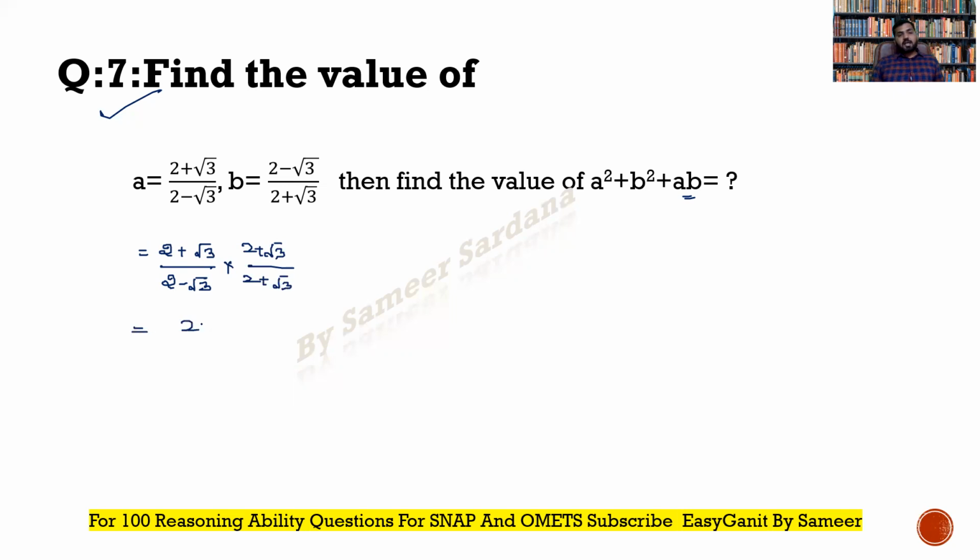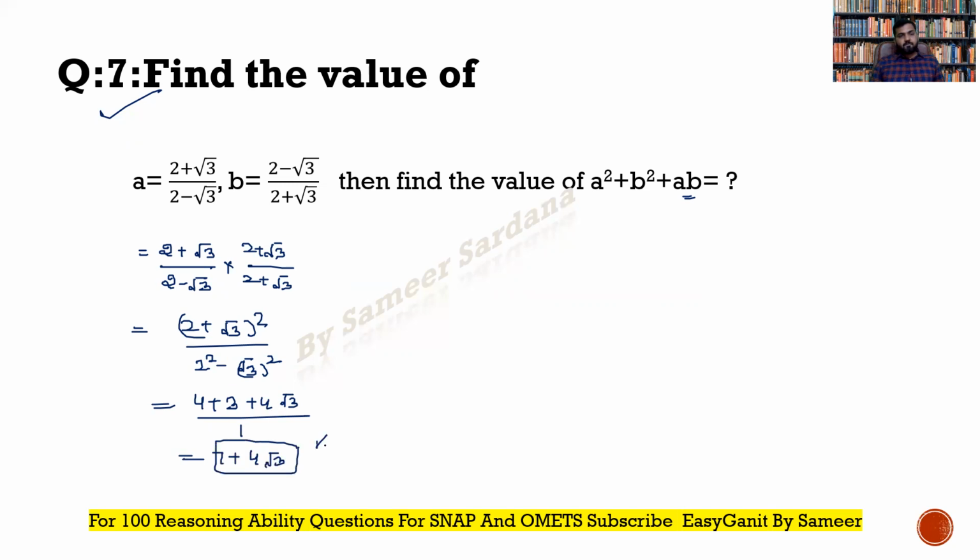So in the numerator, I'll be having 2 plus root 3 whole square, and in the denominator a square minus b square, that is 2 square minus root 3 whole square. Now this will be equal to a square plus b square plus 2ab, and in the denominator, I'll be having 4 minus 3, that is 1. So finally, I'll be having 7 plus 4 root 3, right? And you can see that now this is the value of A.